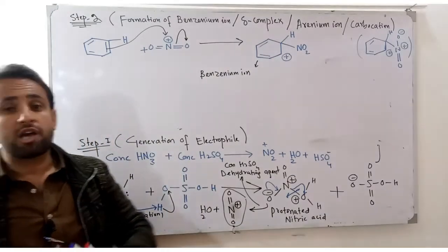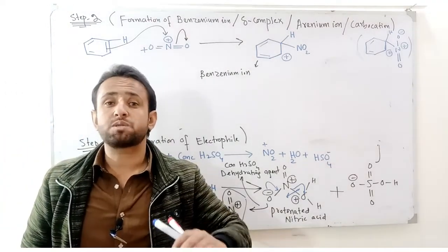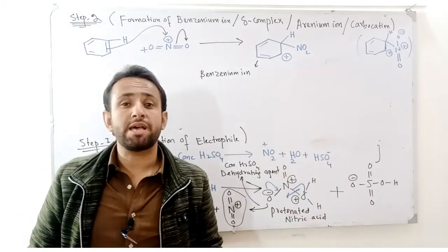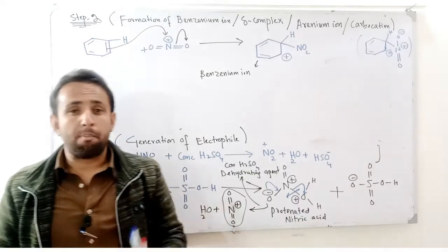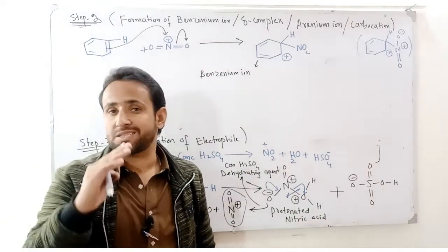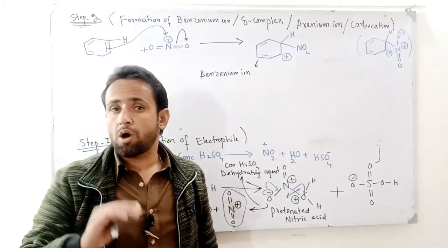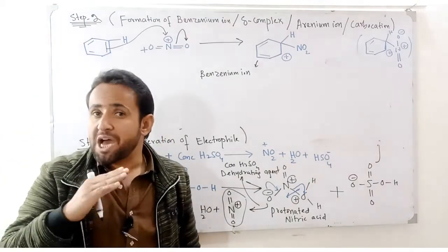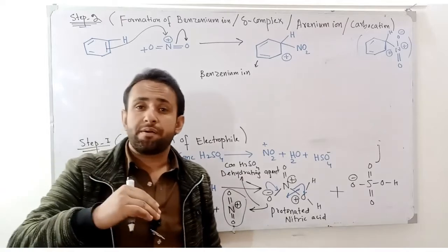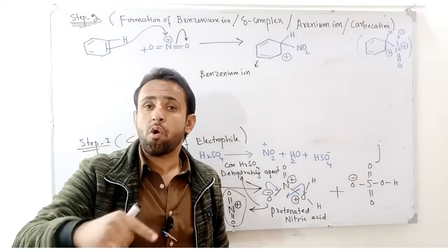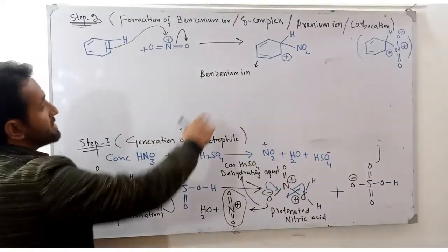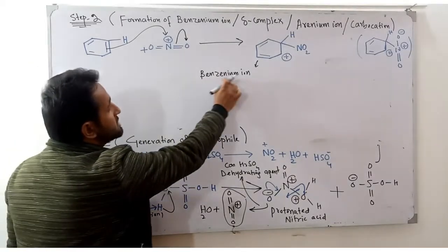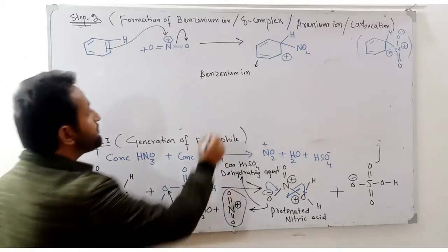Understand? Like when a positive charge comes on carbon, then it is known as carbonium. When a positive charge comes on oxygen, then it is known as oxonium. When a positive charge comes on water, then it is known as hydronium. So similar is the case. As here a positive charge comes on the benzene, that's why it is known as benzenium ion.